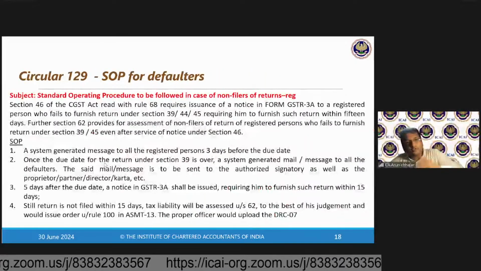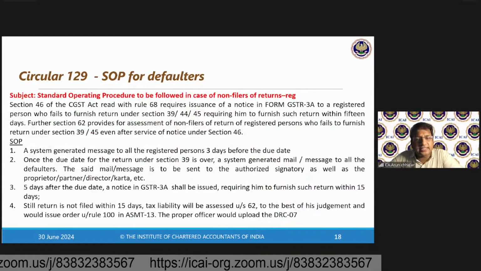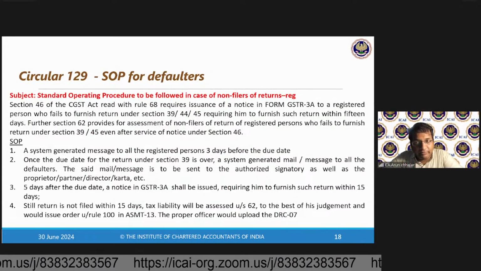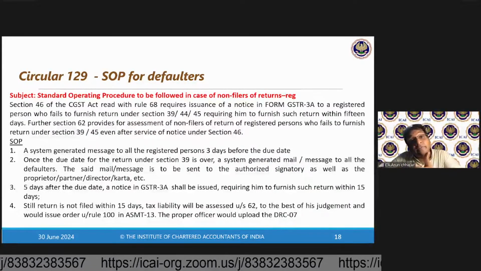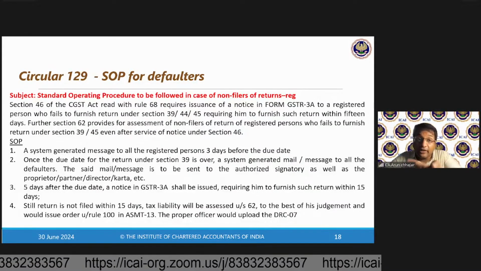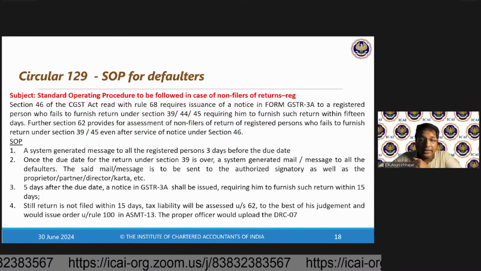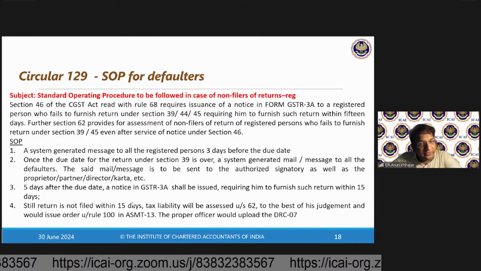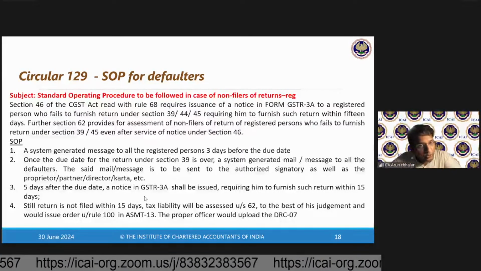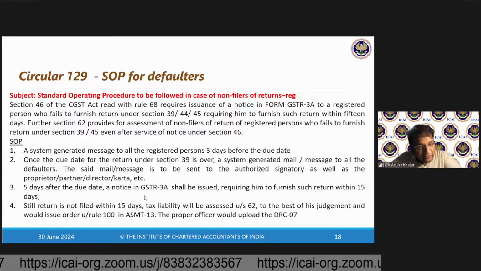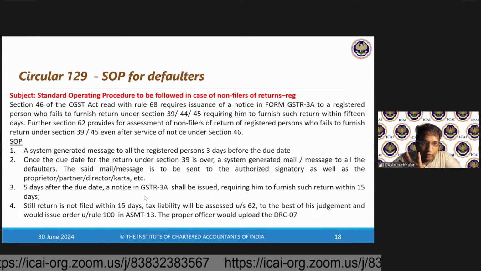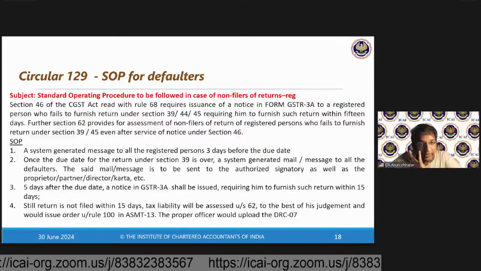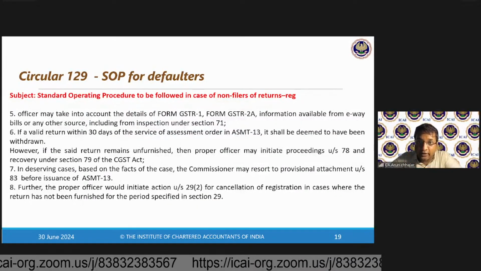They have issued the SOP also, Circular 129. A system generated notice will be given 3 days in advance. If the return is furnished, then okay. If the return is not furnished, then after 5 days, they will again issue a reminder ticket. Then again, if not filed, they will issue the notice in 3A. Again, they will wait for 15 days. If the return is filed, no problem, everything is okay. If the return is not filed, then they will issue the assessment order.